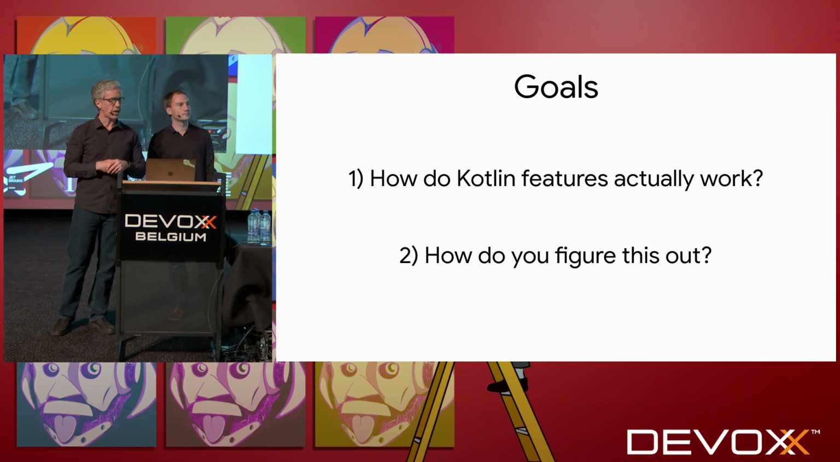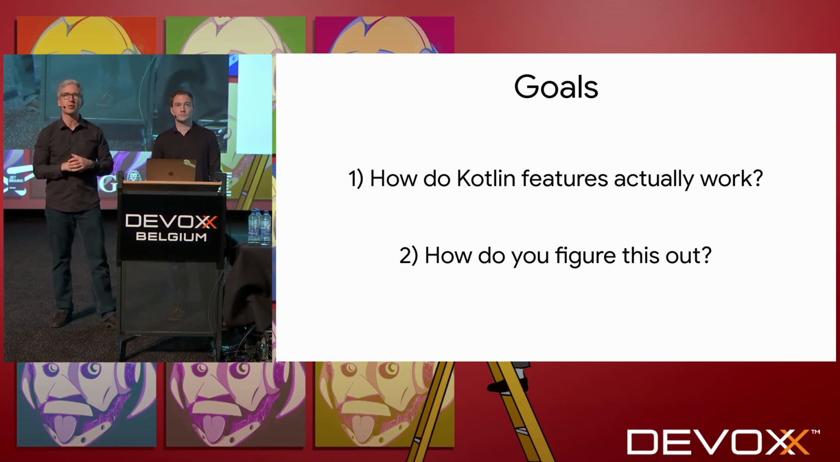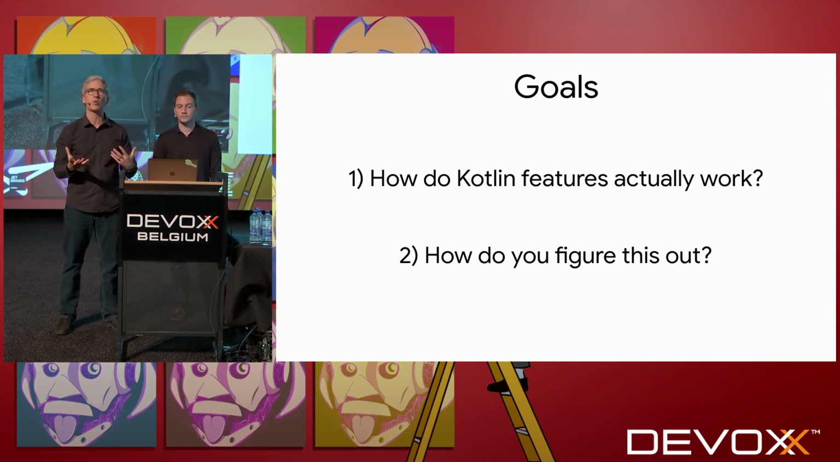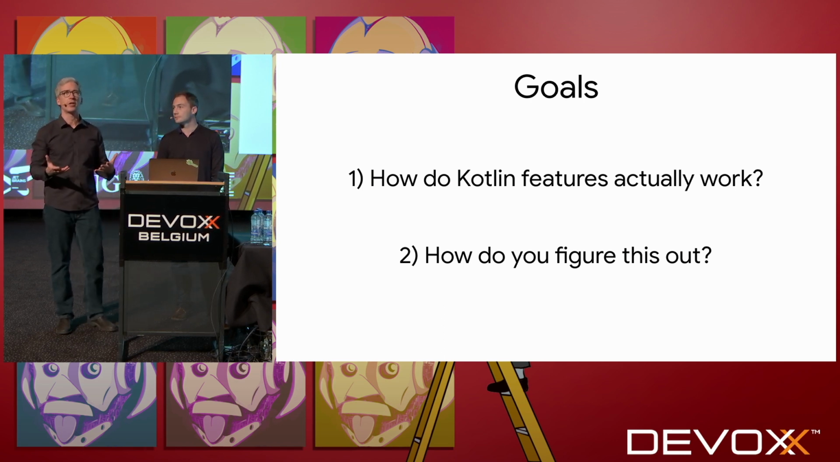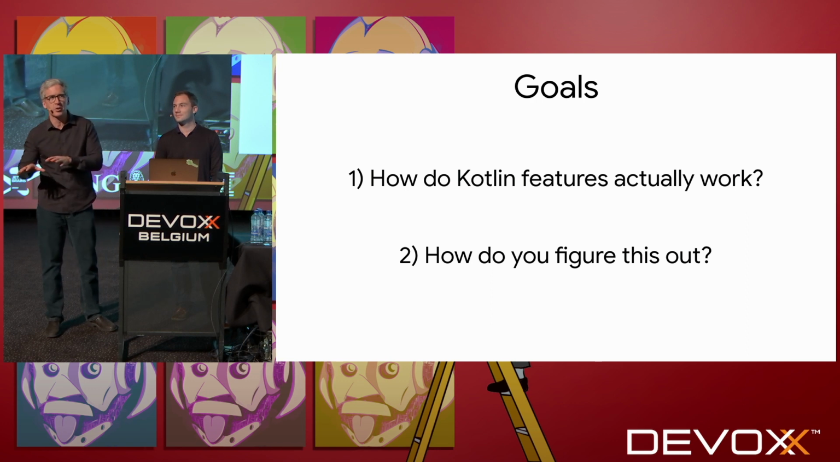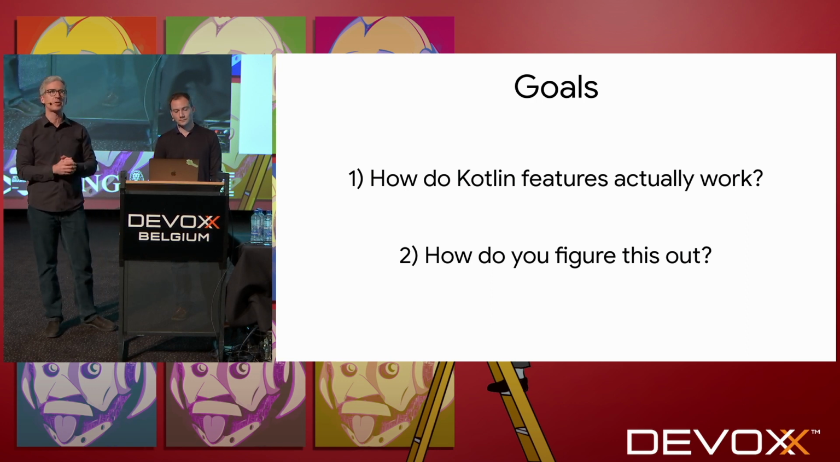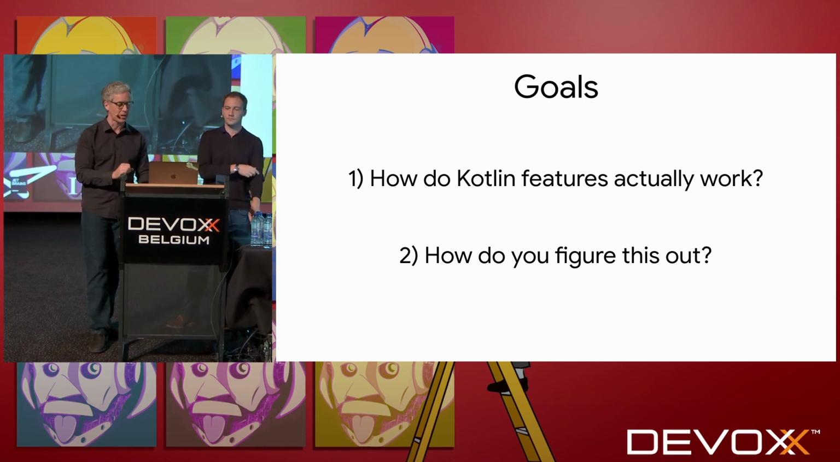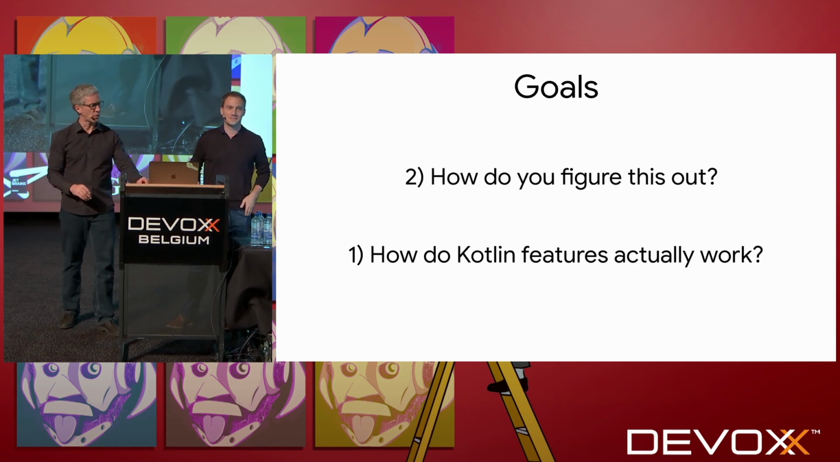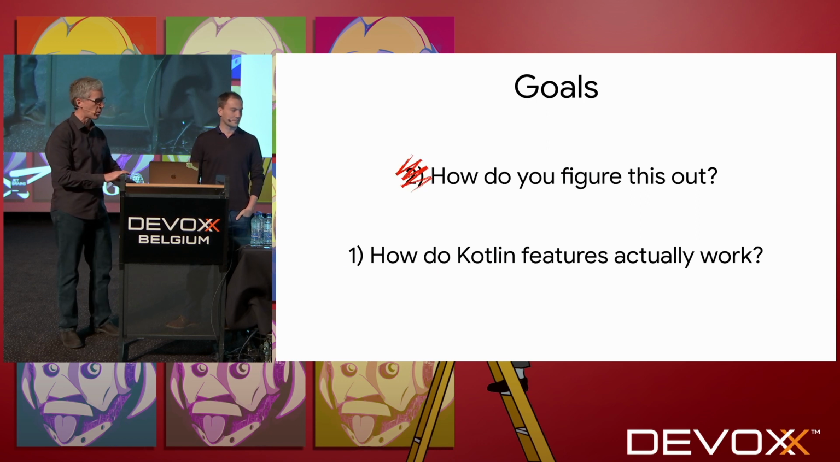All right, so today we're going to learn how some of these magical Kotlin features work, and we're also going to learn how you figure this information out, because to us as engineers, how you actually get that information is sometimes even more interesting than what the information actually is. That's why we're engineers. We engineer things. We're going to change the order, though. Let's learn about this in the other order.